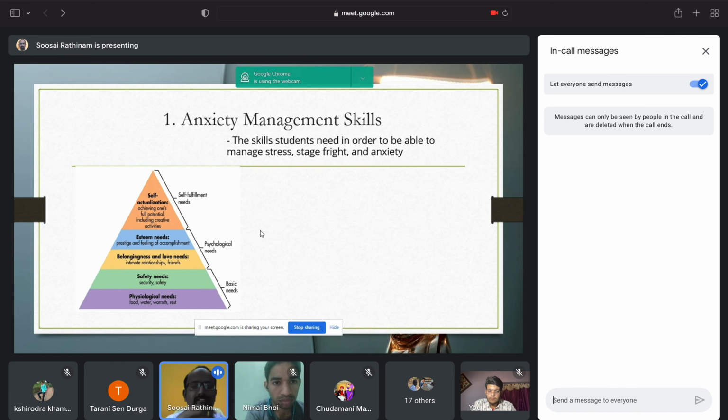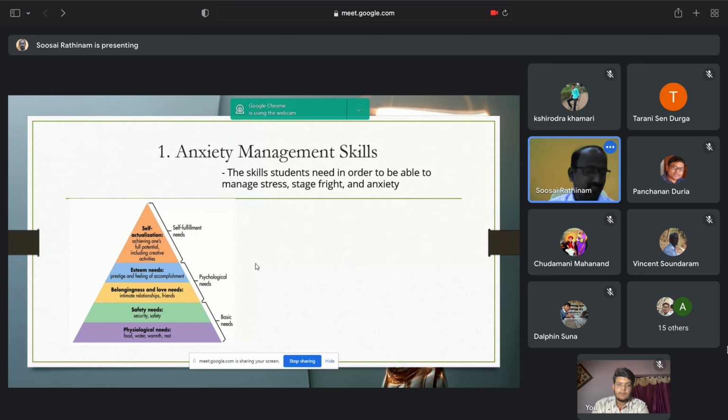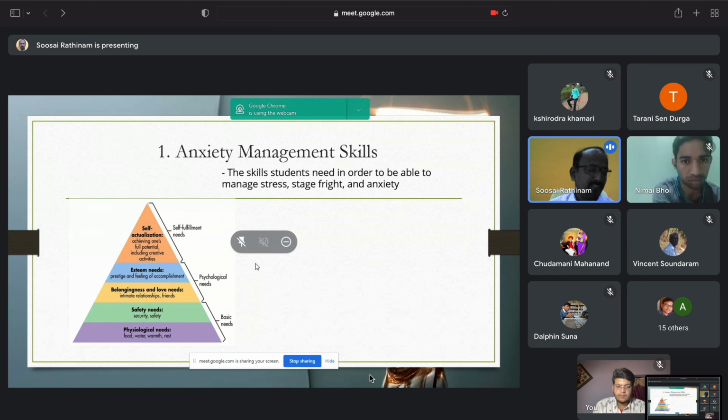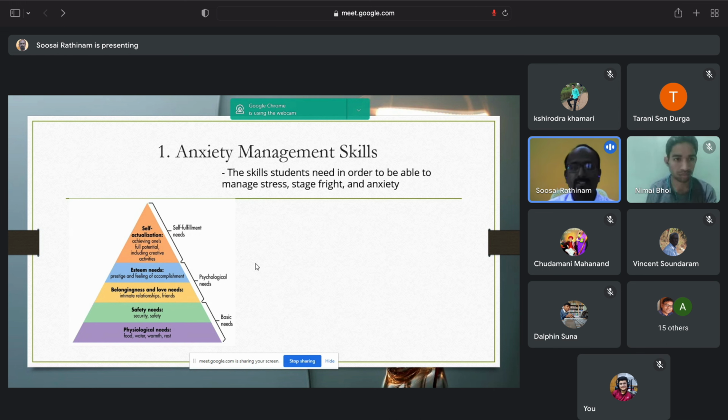So physiological needs, safety needs, belongingness and love needs, esteem needs, self-actualization. Okay, yeah, correct. So Maslow's hierarchy of needs. Yes, Gopa Bandhu, got it correct. So this is Abraham Maslow's hierarchy of needs.